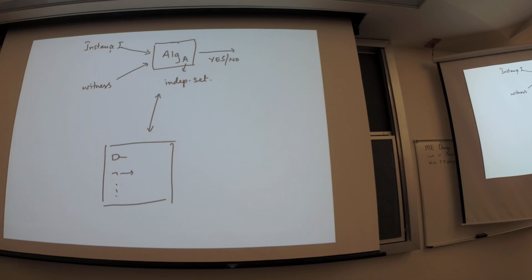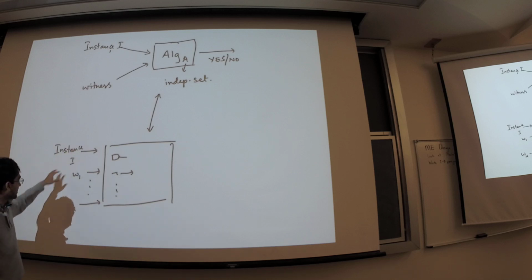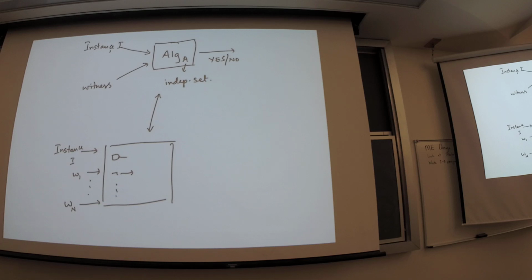And this is taking as input this instance I, which you cannot change, and this witness. There are some bits of the witness, W. So the witness consists of a bunch of bits, and it takes the instance I and a bunch of witness bits, and it produces yes or no.